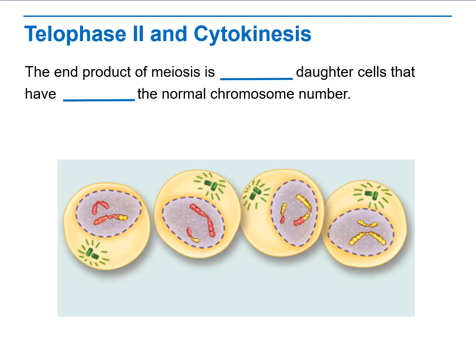Look at the slide and predict the terms that best complete the sentence. The end product of meiosis is 4 daughter cells that have half the normal chromosome number. They are haploid, or 1n cells, instead of diploid, or 2n cells. You can see that meiosis resulted in cells with half the normal chromosome number.